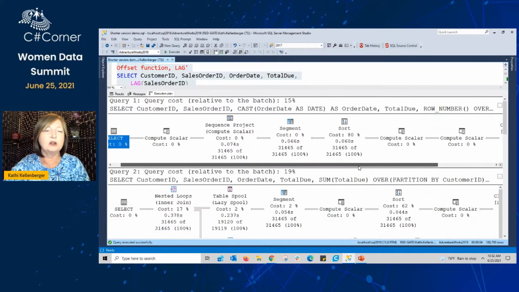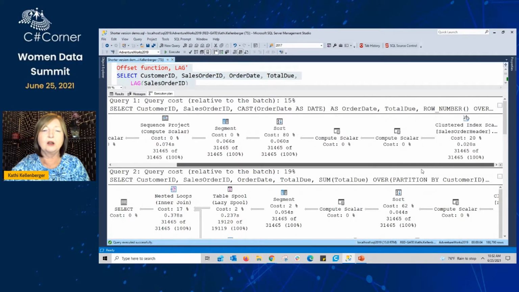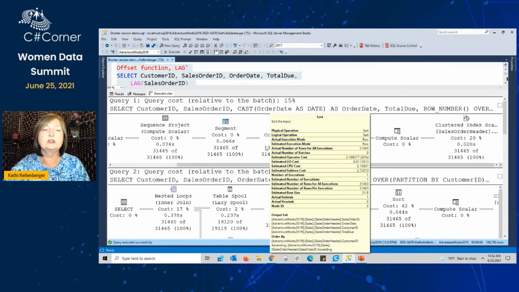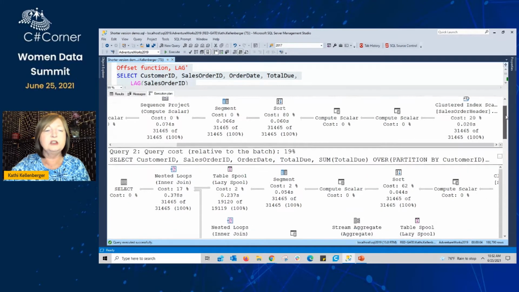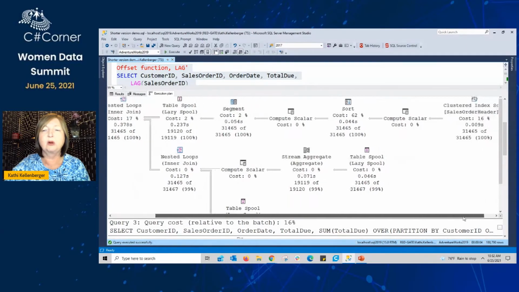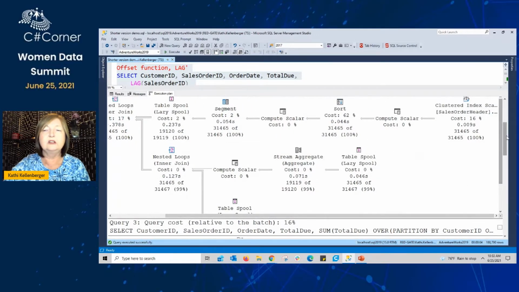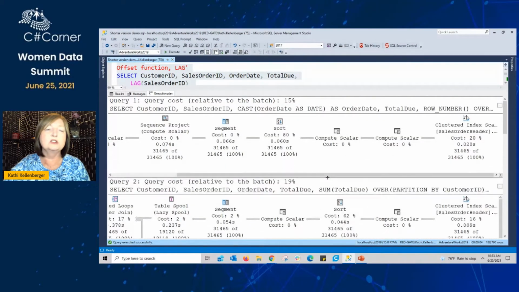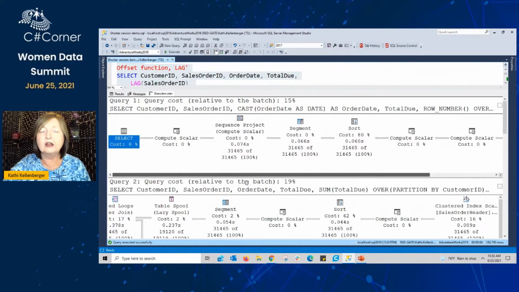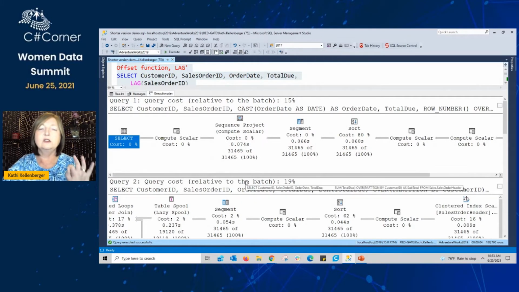In the very first one, what I really want to point out is that the sort is taking up 80% of the resources. If we look at all of them, we'll see that the sort is being reported as quite a bit in every one. I'm going to tell you that with window functions, the execution plan will lie to you a lot. We can't always trust it. I will explain what to look for and why that is.